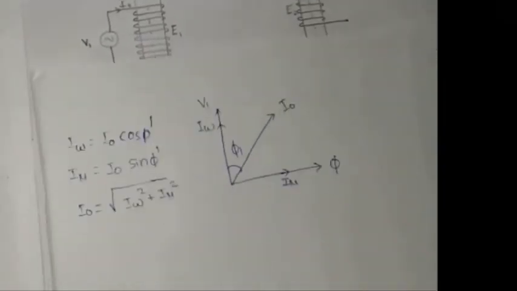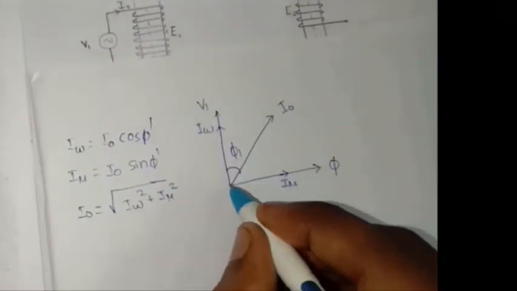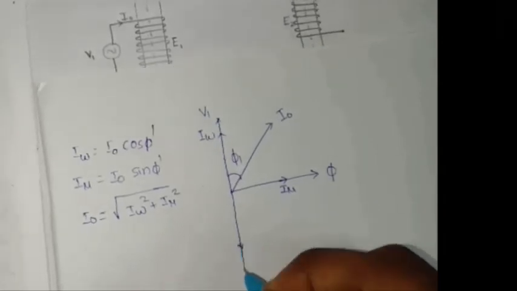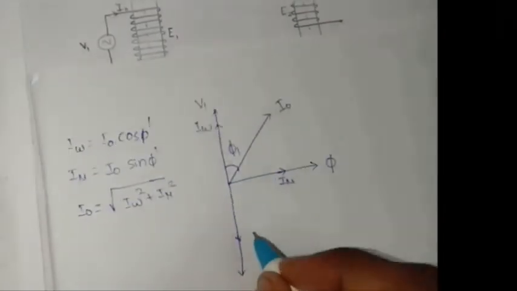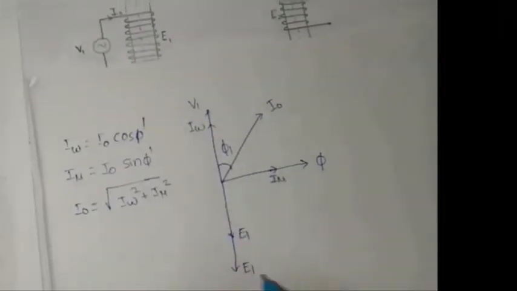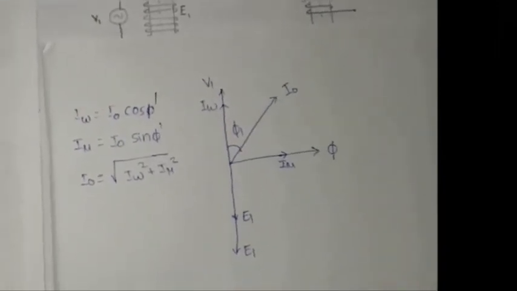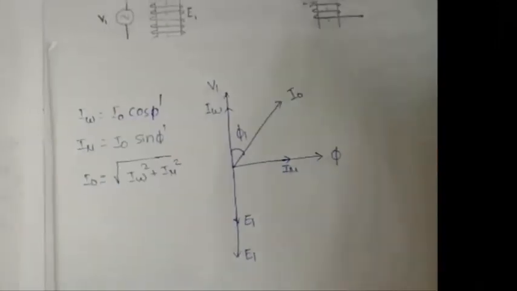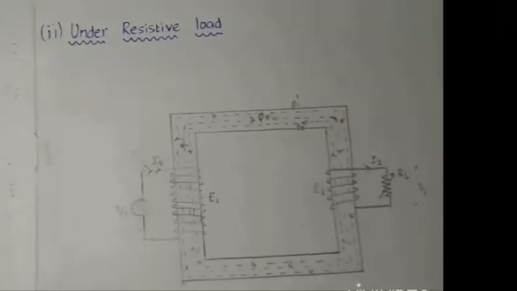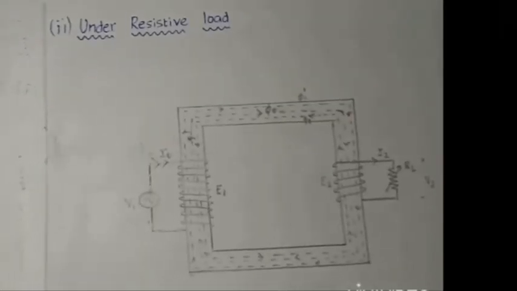As we have discussed earlier, EMF induced in the primary and secondary is perpendicular to the flux phi. Therefore, E1 and E2 are perpendicular to phi. This is the phasor diagram for this no load transformer. Let's understand a hypothetical transformer under resistive load.